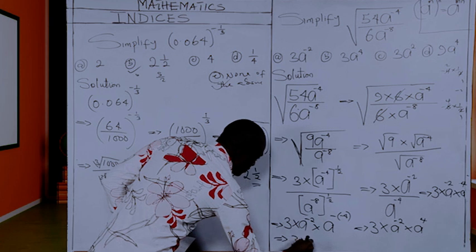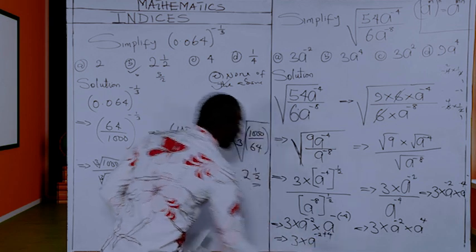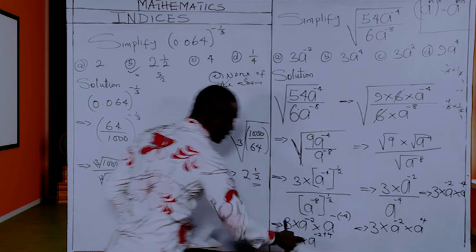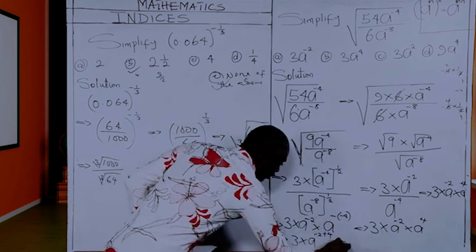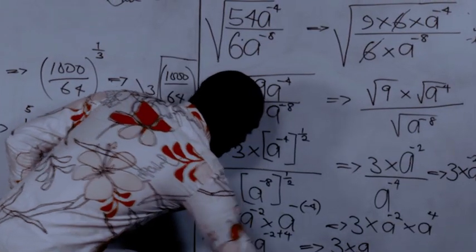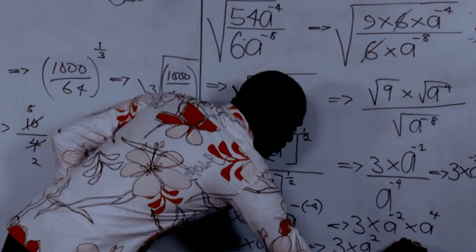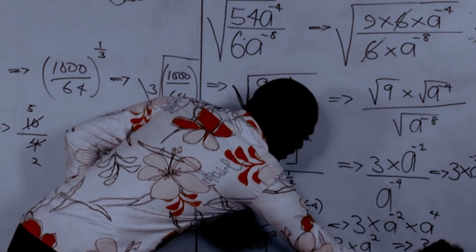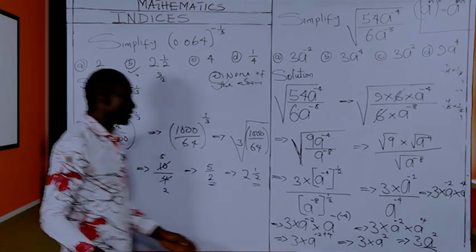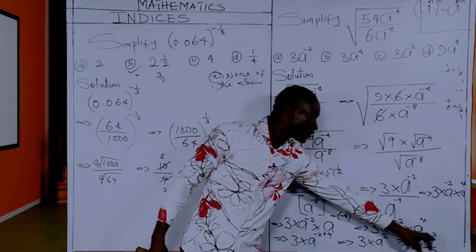Now all this will give us 3 multiplied by a raised power minus 2 plus 4. A raised power minus 2 times a raised power 4 will give us this from the rules of indices, and this is going to give us 3 multiplied by a raised power minus 2 plus 4, which is 2, and which will give us 3a raised power 2 as our answer. 3 times a raised power 2 is 3a square.